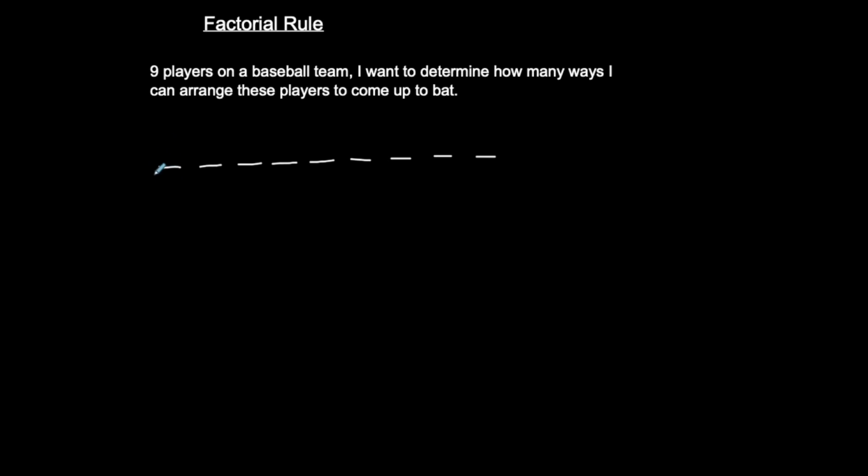How many players can I choose for the first? 9 players total to choose from for the first batter. But once I put the first batter there, how many now do I choose for the second? 8 batters now. And then the third, 7, and then 6, and then 5, and then 4, and then 3, and then 2, and then 1. All the way down to 1, right?